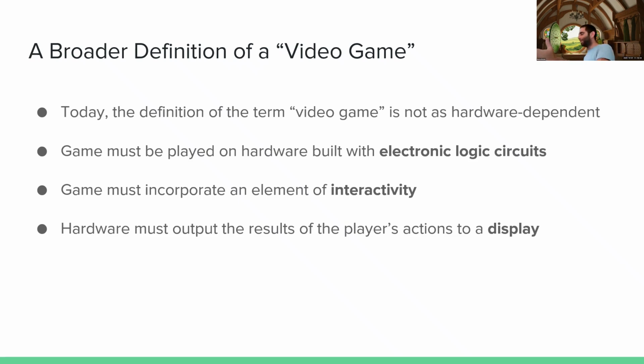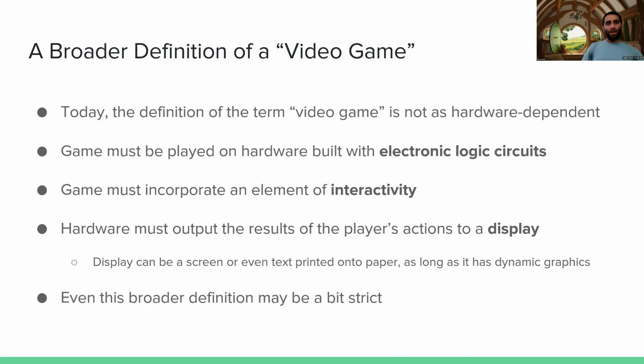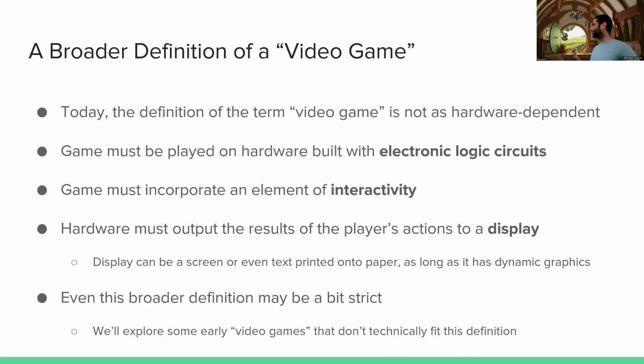It's not requiring you to send a video signal, but there does need to be some type of display showing the user what's going on in the game. It could be a screen, it could be text printed onto paper. As long as there are dynamic graphics that change as a result of the user's interaction, any such display is okay. Even this definition might be a little bit strict, and we're going to explore some of the early video games that don't technically count as the first video game under this definition.